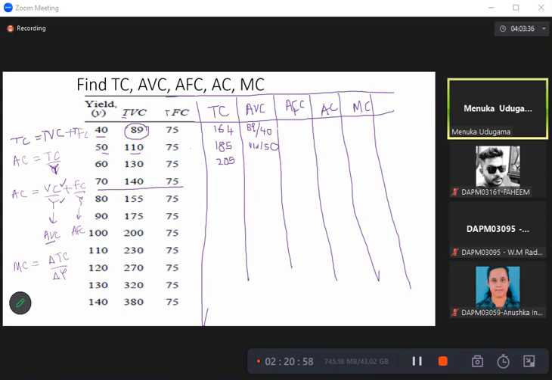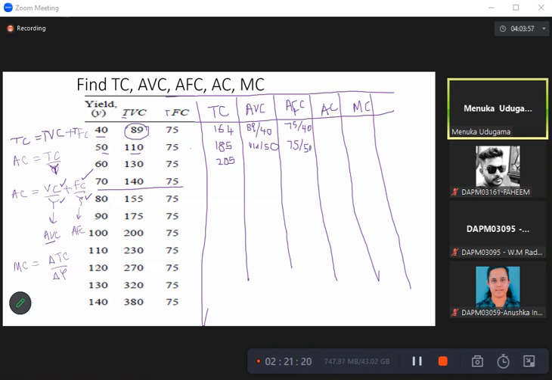Right, then average fixed cost. Simple, fixed cost over Y. Fixed cost here, but then Y value. Right, so fixed cost does not vary. Divided by 40. Here also it's 75 divided by 50.